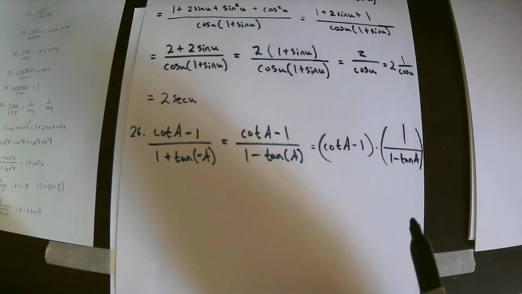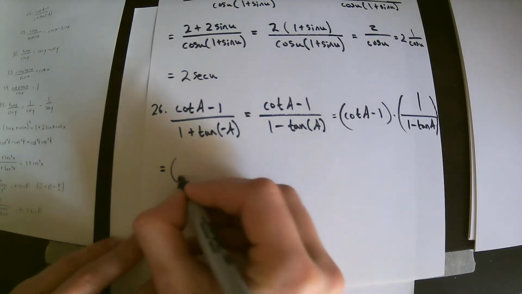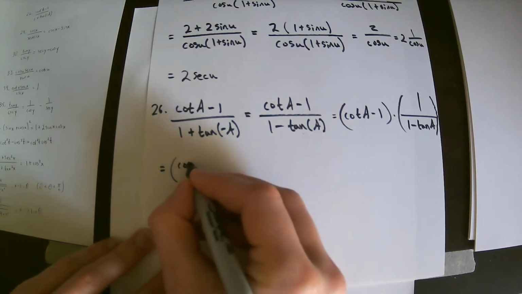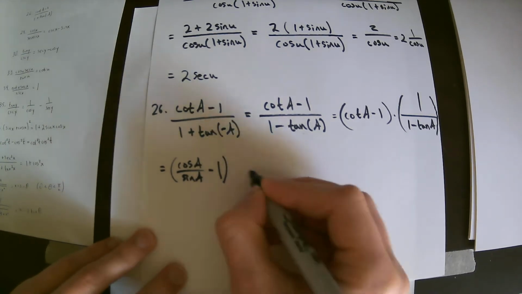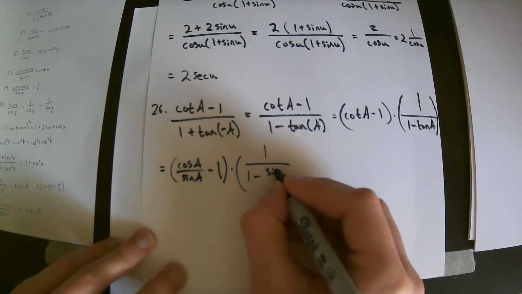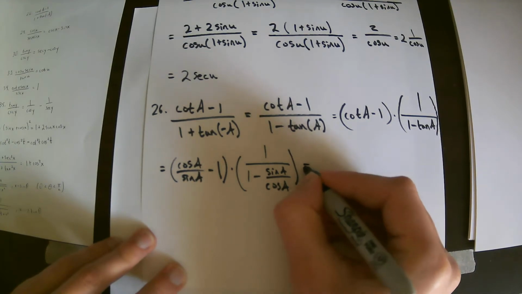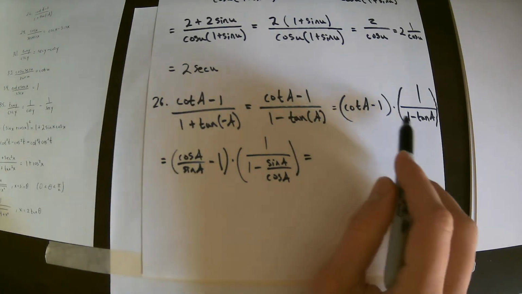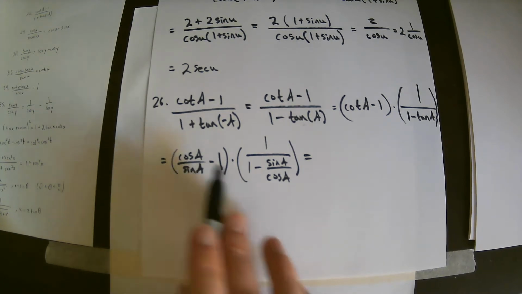Let's see, what can I do here? Oh yeah, write things in terms of sine and cosine. So cosine of A over sine of A minus 1 times 1 over 1 minus sine of A over cosine of A. All I've done is rewrite this cotangent and tangent in terms of sines and cosines.